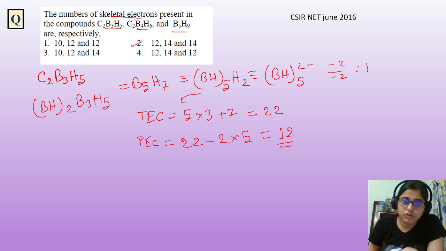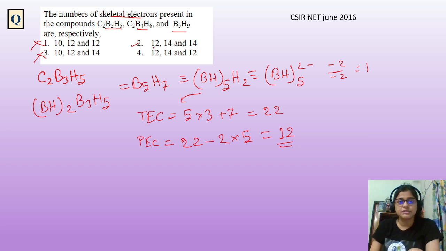So see, both options are actually 12. So options 1 and 3 will not be the answer. This can be the answer. And see, for this, 2 and 4, both cases, the second one has 14 skeletal electrons. So we don't actually have to calculate that because for each case 14 is given. These kinds of tricks are needed to solve questions in a faster way. Right? So now we will only solve this one.